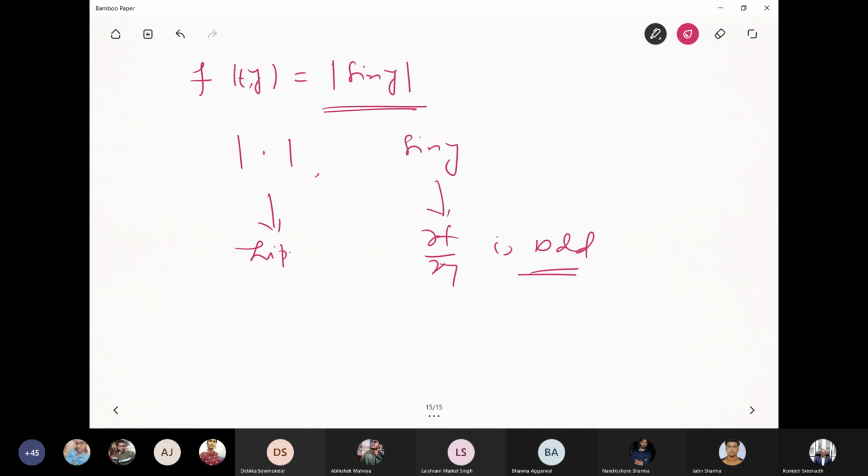So with this understanding, I will stop it today. Next class I will continue with the proof of the uniform convergence of that sequence. Thank you.